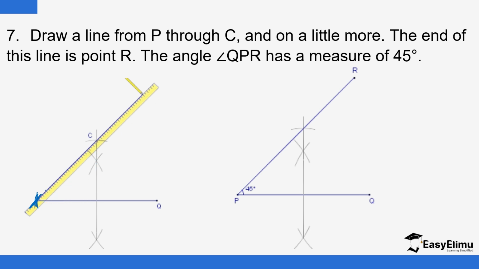So if you want to form the 45 degrees at P, you'll join P to N up there. If you want to construct 45 degrees from Q, it is Q that you'll join to the other side.